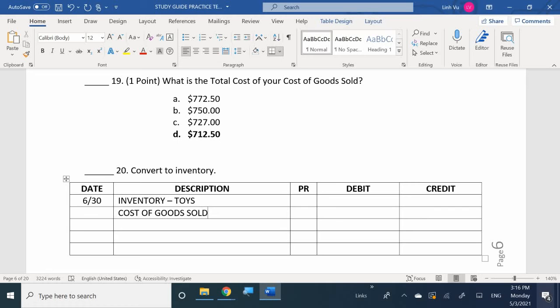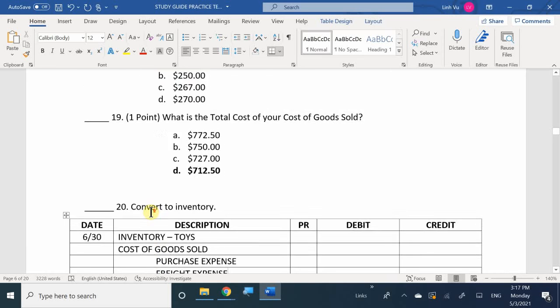Okay, what else are we going to recognize? Purchase expense and freight expense. Good. Purchase expense. And we're also going to recognize our freight expense. Okay? All right. Looking at our information from the table right above, what numbers am I going to plug in which accounts?